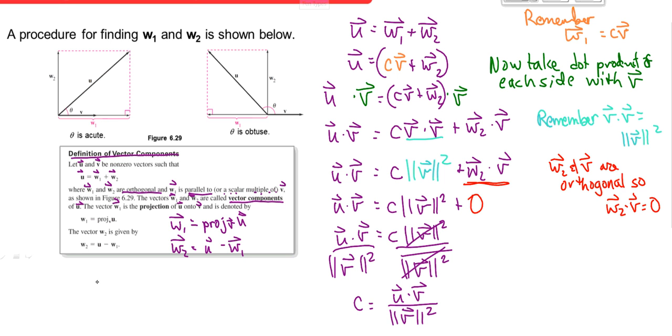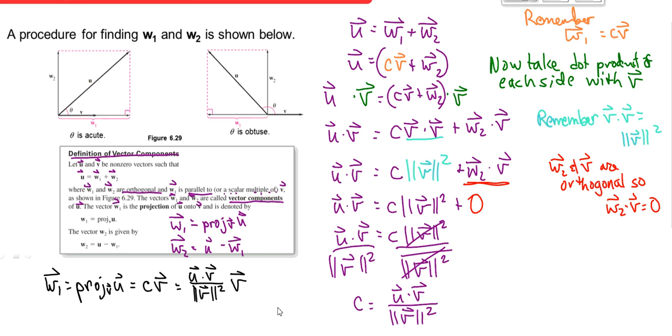So vector W1 is equal to, first, the projection of U onto V, and it also is equal to C times vector V. And so it's also equal to C, which we replace with all that: U dot V over the magnitude of V squared, and then times vector V.